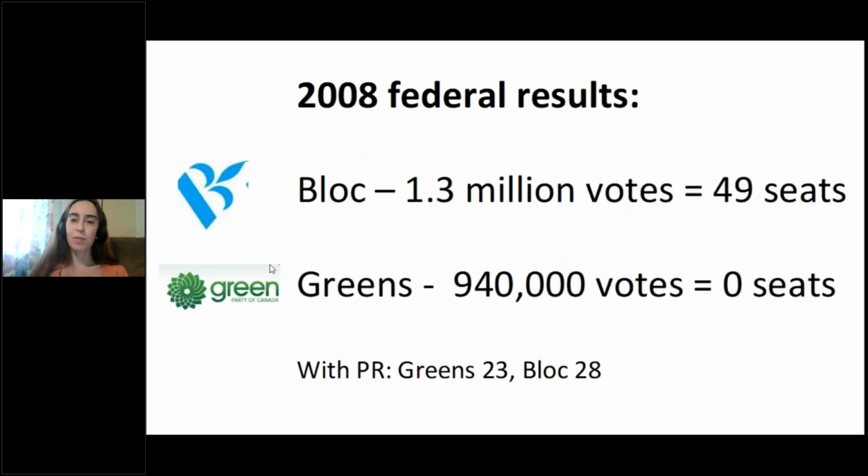Okay, and here's where I think I left off last time. So you can see the contrast here between the Bloc Québécois vote and the Green Party vote in 2008, and trying to understand why, in this century, this result should happen. Why people with certain values should get so much representation and people who share other values get no representation, because it's entirely based on where you live.